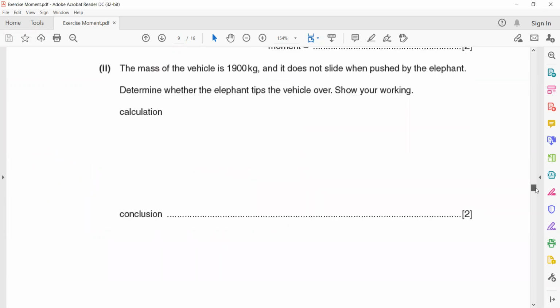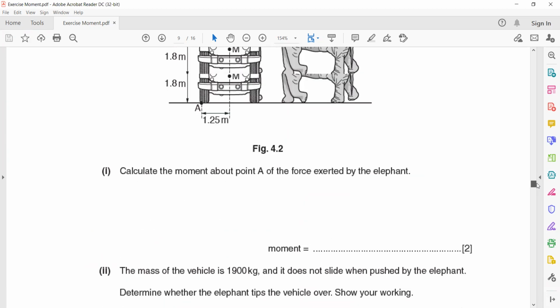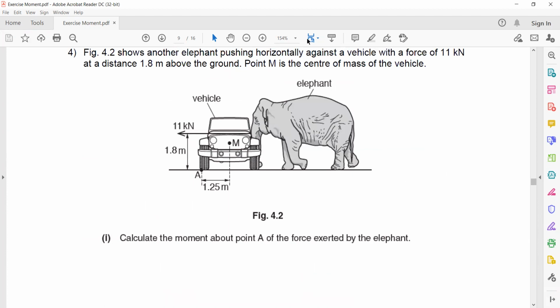The next part: the mass of the vehicle is 1,900 kilogram. Determine whether the elephant tipped the vehicle. So how can we determine whether the elephant tipped the vehicle? Basically there are two moments here. Number one, if this is a car, when the elephant pushes, and this is point A, around which this car can flip.